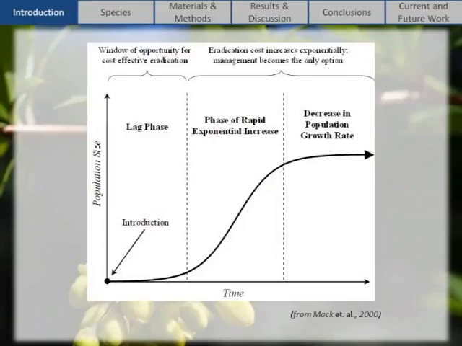Now all species follow a general trend, all invasive species at least, whereby when they're introduced they have a low population size and then they are in what we call the lag phase, after which they reach a phase of rapid exponential increase, and eventually their population growth levels off as they reach the geographical bounds of their new habitat. Now it's in this lag phase that we really have a window of opportunity to cost effectively eradicate these species, and it's exactly here that we must act.